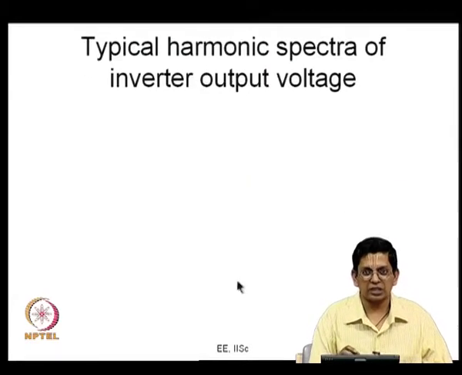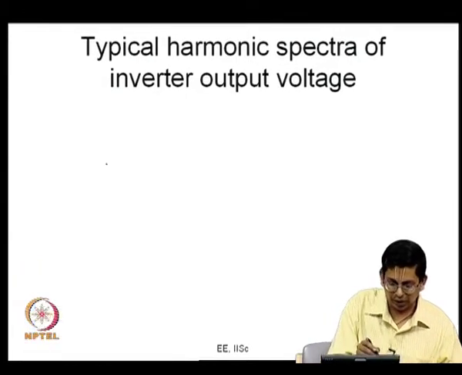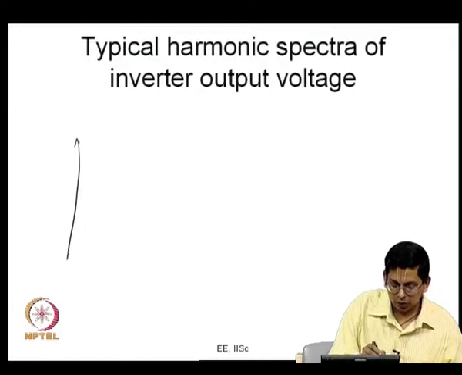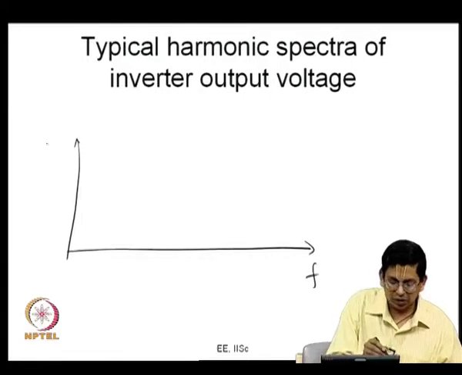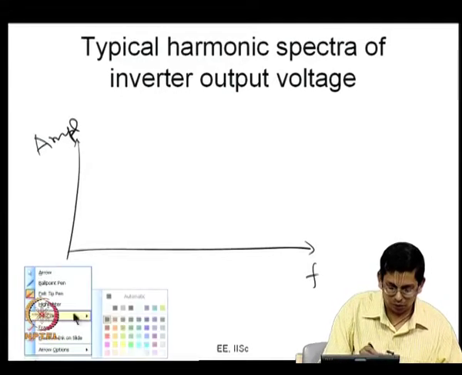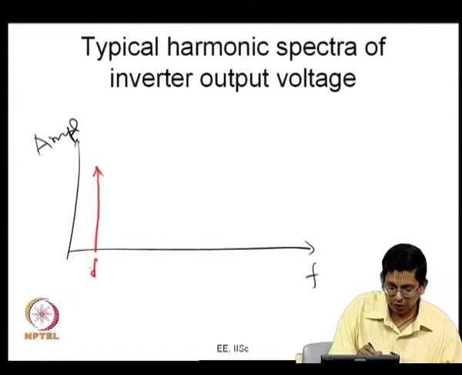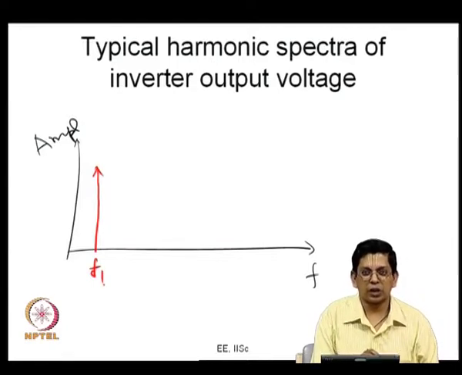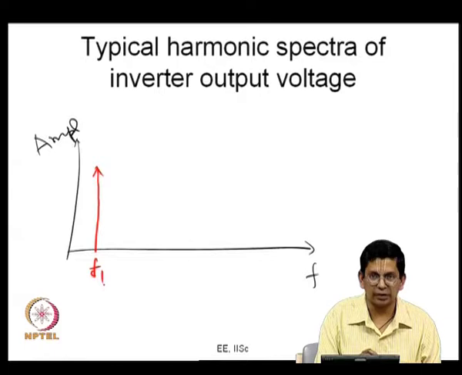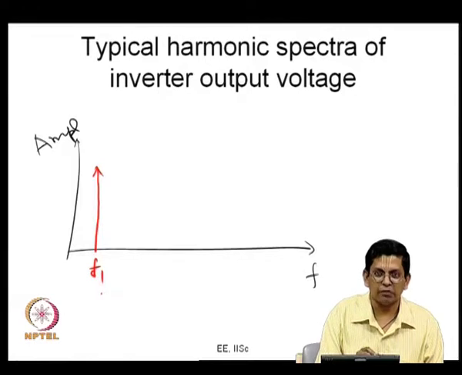So, before that, let us just review a typical harmonic spectra of the inverter output voltage, which we looked at in the last class. Let us say this is the frequency and this is the amplitude. Let me now draw a few different components. This is the fundamental component at F1, and the fundamental component depends on the DC bus utilization. If you are talking in terms of peak phase fundamental voltage, this can be as high as VDC by 2 or VDC by root 3, and it can be anywhere between 0 and VDC by root 3.